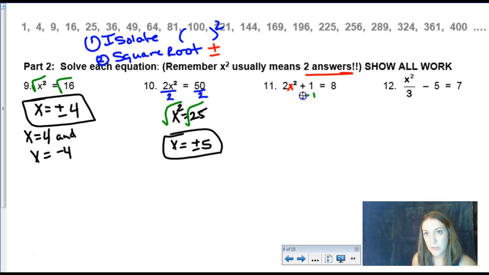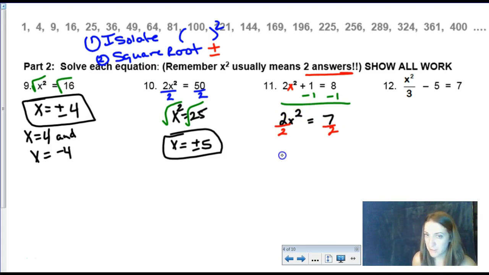We're going to start by subtracting the 1. Sometimes I get kids who say they're going to divide by 2 first. That's cool, but then you're going to have fractions. All right, equals 7. And then divide by 2, divide by 2.